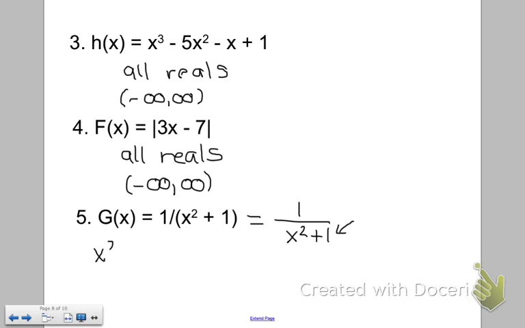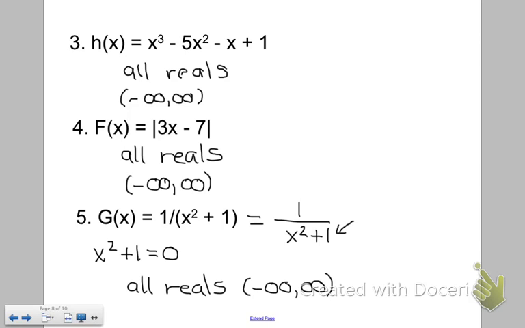If I set x squared plus 1 equal to 0, will it ever actually equal 0? If I take any number and I square it, I'm going to get a positive number. And then if I add 1 to that, I'm going to end up with an even bigger positive number. So x squared plus 1, a sum of squares, won't ever actually equal 0. So since it's not going to actually equal 0, I can say that this one also has a domain of all reals. So we're talking negative infinity to positive infinity.